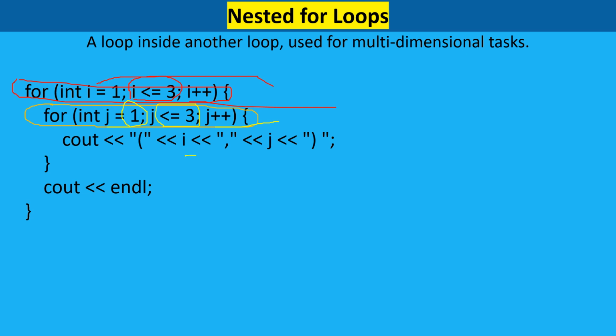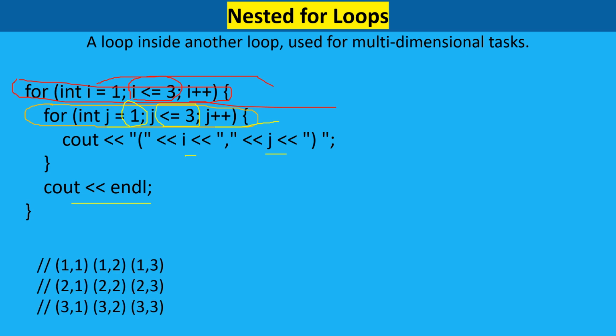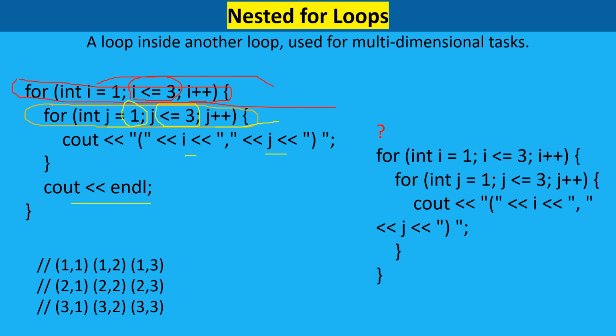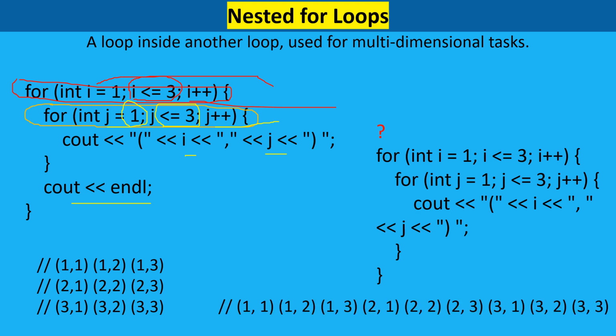Output the pair I and J followed by a space, using cout, and we add a new line after the inner loop finishes execution for each I. So do you have an idea what the answer would be? Yes, this one. And now let me know what the answer of this one would be. And now you tell me what is the difference between this one and this one, where both codes are very similar.